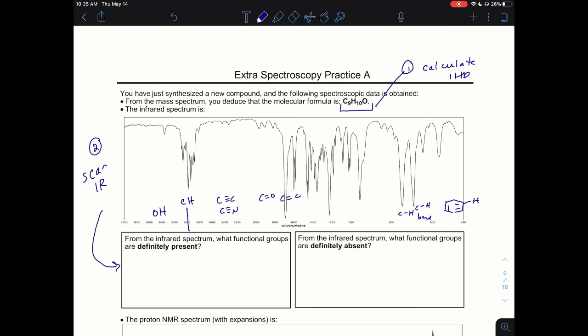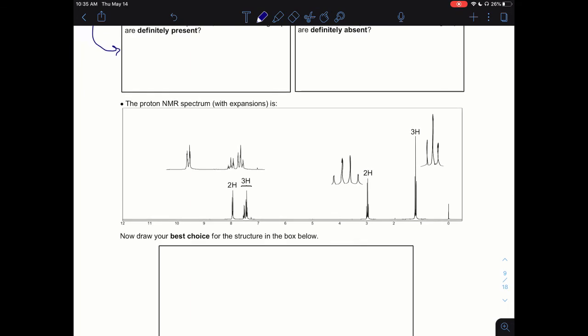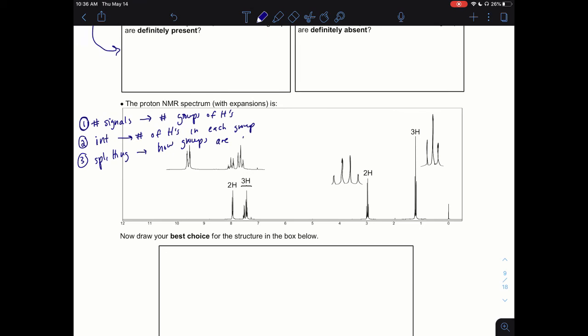Whatever you get from your IR, write it down here. And then for your NMR spectrum, you're just going to take a really, really deep breath. Think about the types of information that you get from the NMR. The number of signals tells you the number of groups of chemically equivalent protons. The integrations tell you the number of hydrogens in each group. You're going to use the splitting pattern to tell you how the groups are connected. And then finally, it doesn't have to be in this order, the chemical shift tells you about the chemical environment.